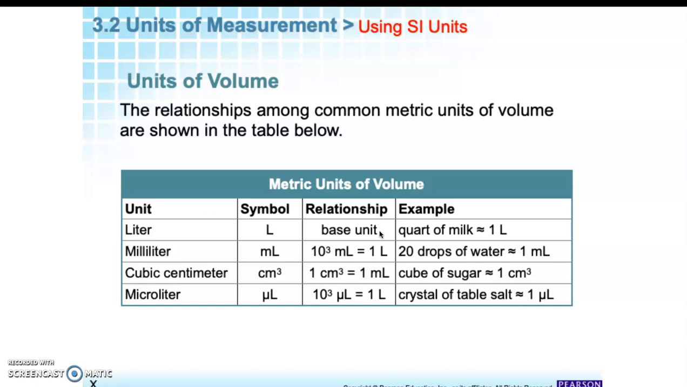Here are the relationships between these units. A liter is the base unit. Again, that's usually what we hang our hat on. A milliliter is 1/1000th of a liter, and then a cubic centimeter is the same as a milliliter. And so you can compare those volumes. You can say that a cubic centimeter is a cube of sugar, while a milliliter is 20 drops of water. So 20 drops of water and a cube of sugar are very similar in volume. And then you've got microliters, which come up maybe once in a blue moon, but that's really, really small. That's about the volume of a single crystal of table salt. But again, liters are what we use a lot of, and then milliliters and cubic centimeters come up again and again too.